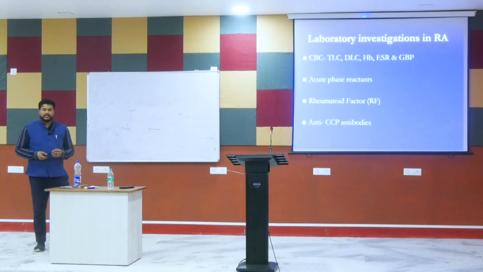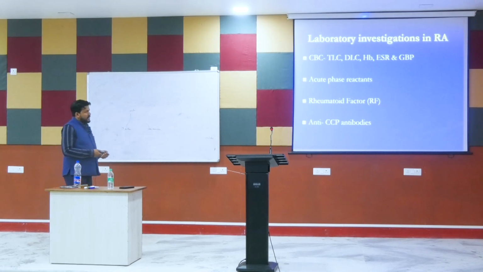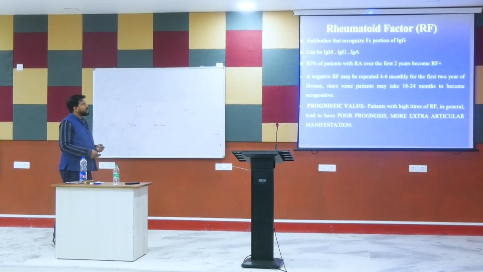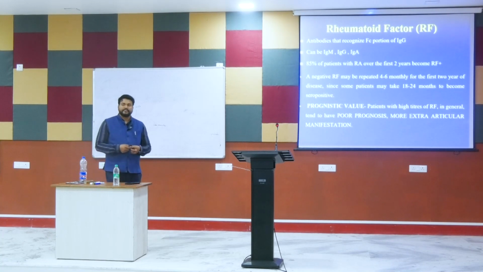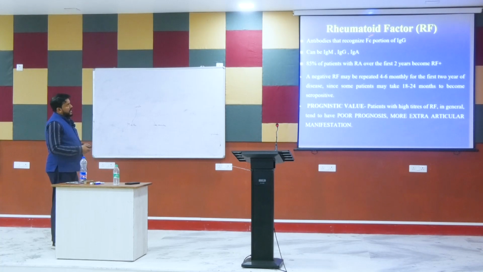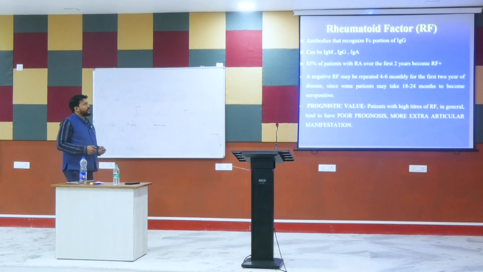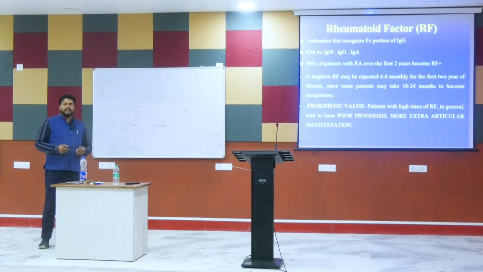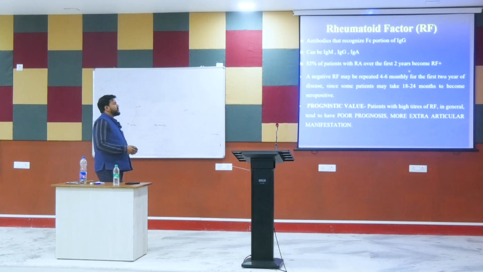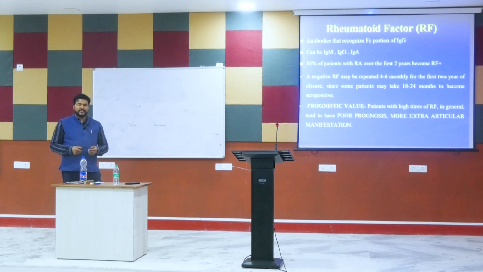Rheumatoid factor, it is an antibody. And anti-CCP antibodies. What is rheumatoid factor? In RA there is autoantibody production against the Fc portion of IgG. It can be IgM, IgG or IgA, any type, but most commonly IgM. 85% of patients with RA become rheumatoid factor positive over the first 2 years.